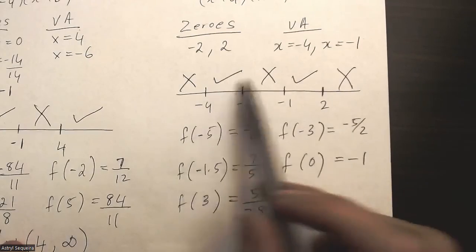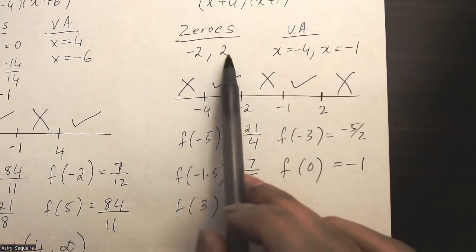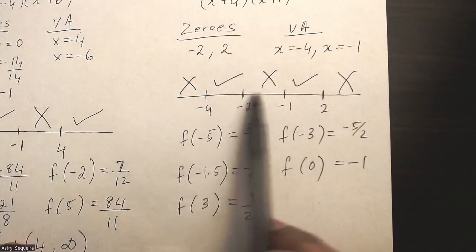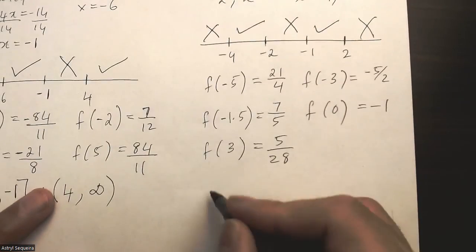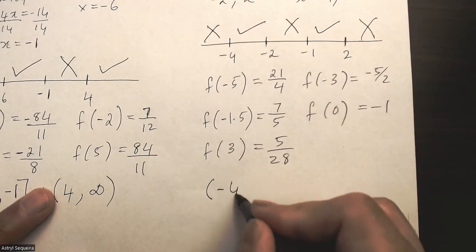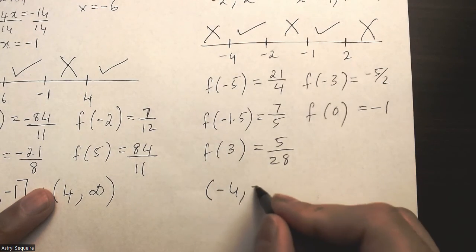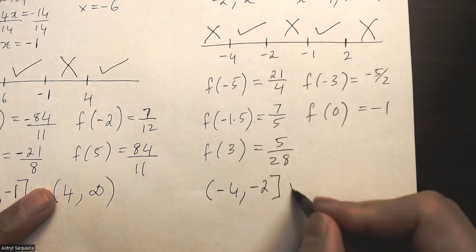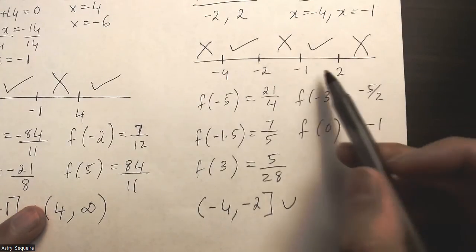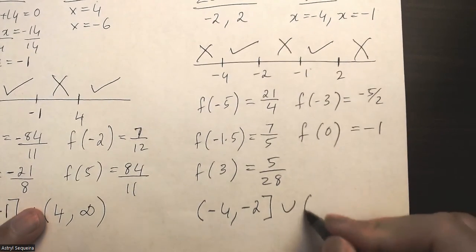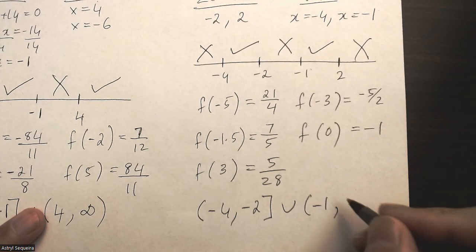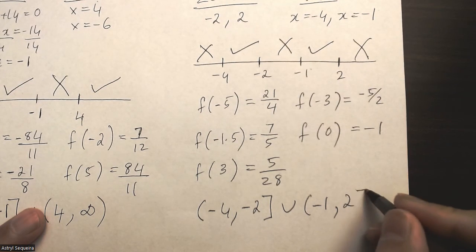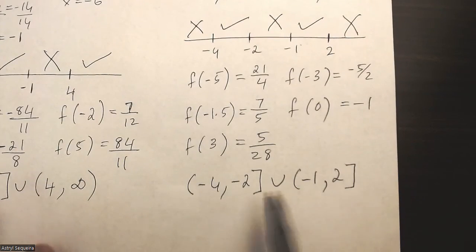So we have 2 good intervals over here for this one. Remember, -2 and +2 are zeros. So for this interval, we also had an inclusive sign there. So -4 is a vertical asymptote, so round bracket, -4, -2 is a zero, square bracket, union, and then here, -1 is a vertical asymptote, so round bracket, and +2 is a zero, so I have a square bracket, and that's my final solution for this one.